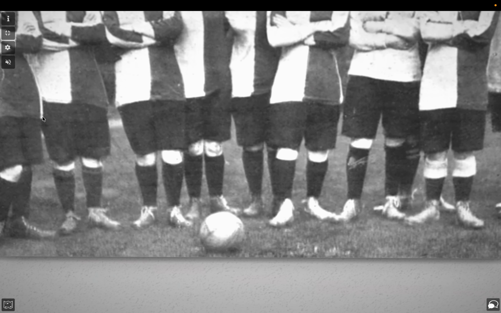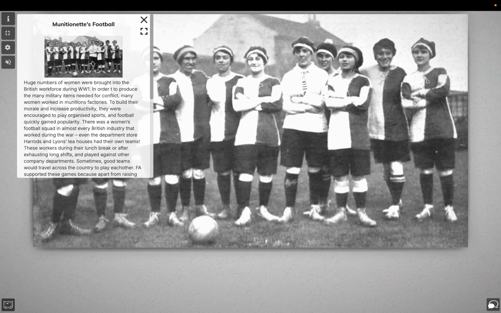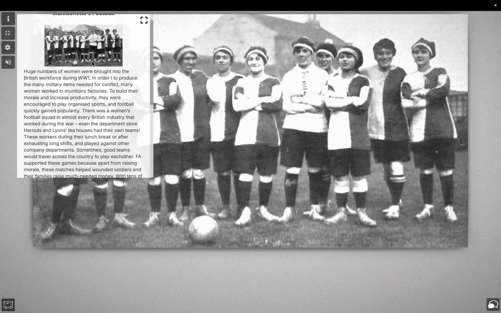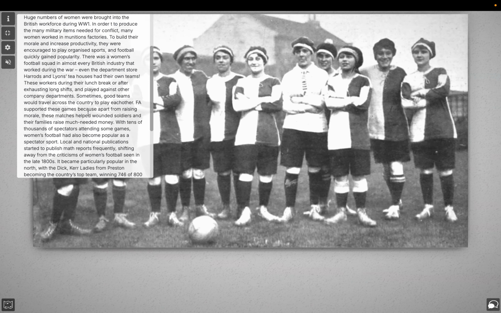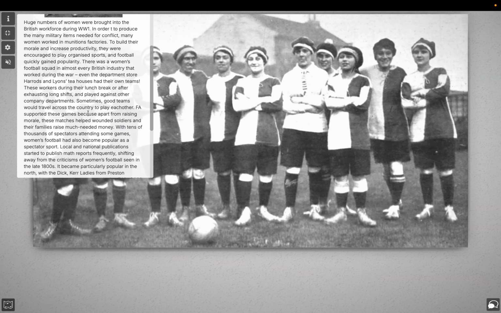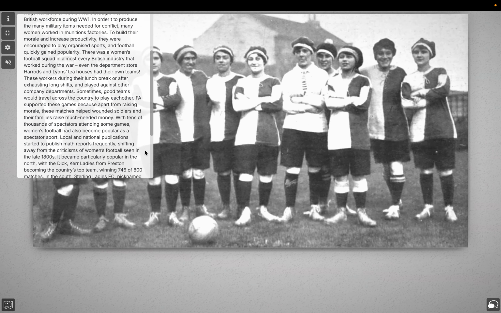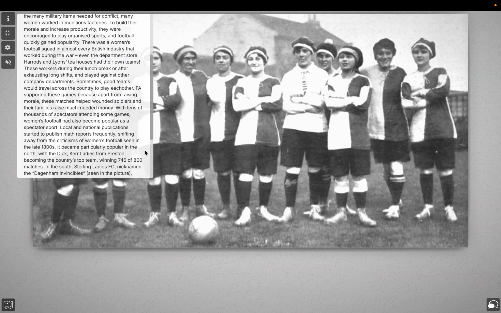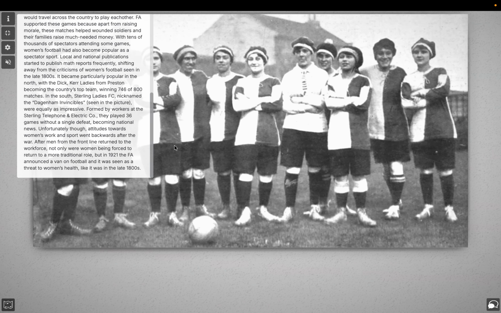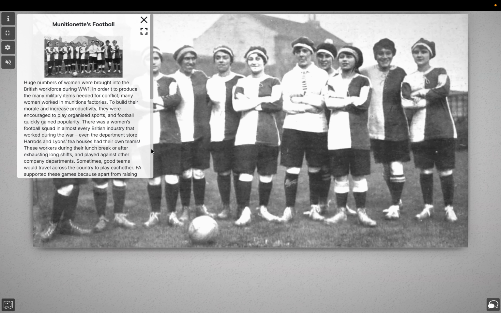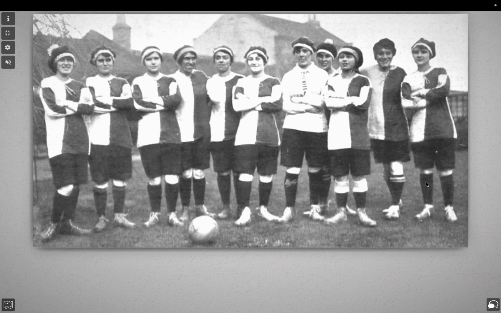This was munitionettes football. I'll tell you about the munitionettes in a second, but many people were working in munitions, and these people needed a way to raise morale. So what they did was they started with football, and they would have so many games. There were so many good teams. Like this is, I think, the Dick Kerr ladies. It's the Dagenham Invincibles who won so many of these games, and this really improved their morale. But even though they were so good, after the men arrived and came back, they were forced to quit again.